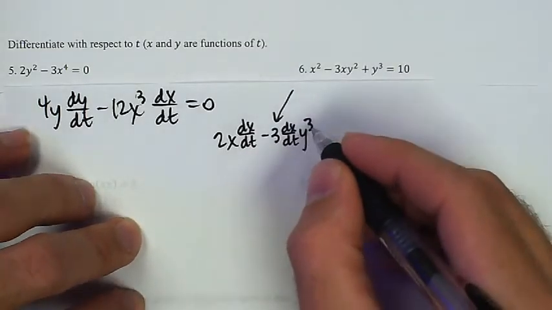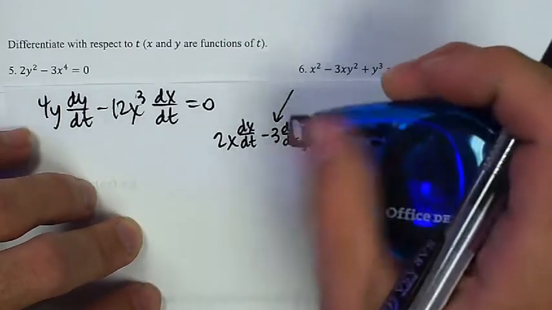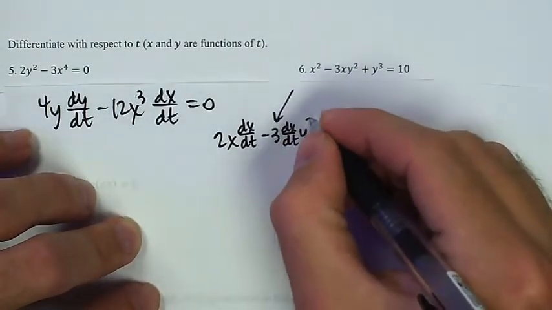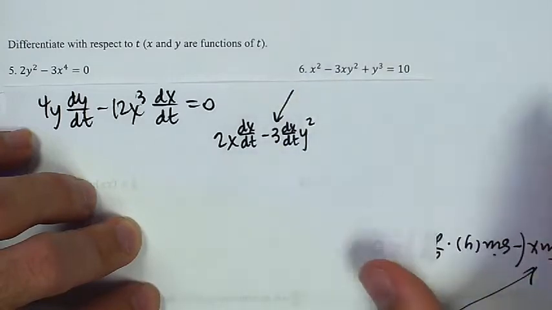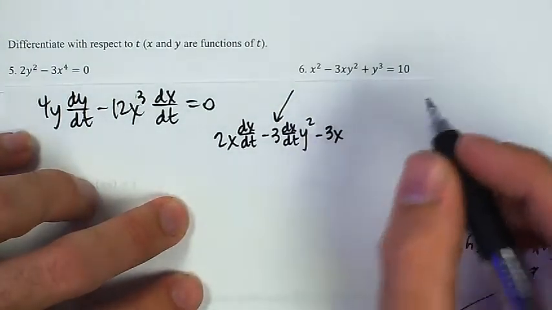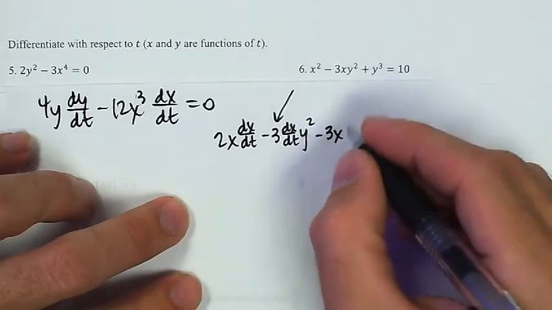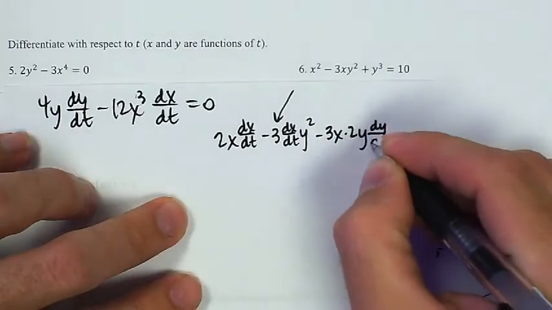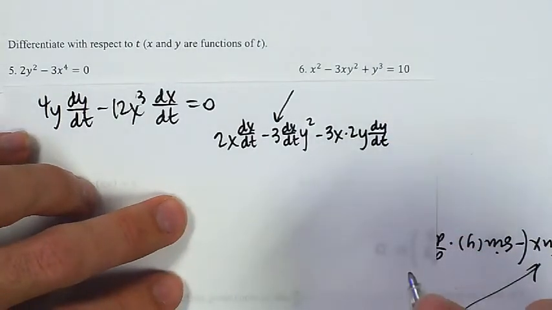So y to the 3rd. No, it's y to the 2. So I took the derivative of negative 3x and left y to the 2 the same. Now I'm going to leave negative 3x the same, and I'm going to multiply by the derivative of y to the 2. So that'll be 2 times y to the first, the rate of change of y with respect to t for the chain rule.